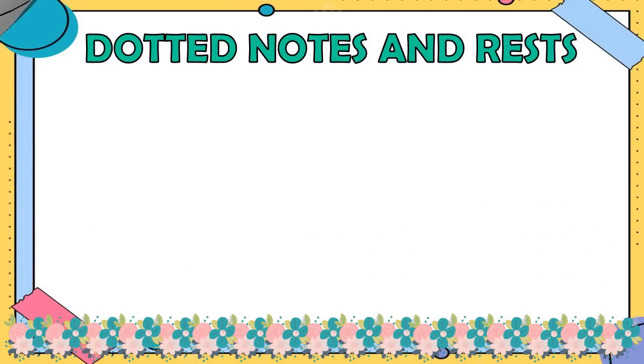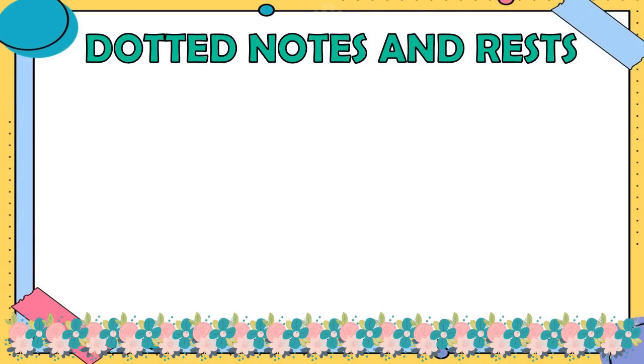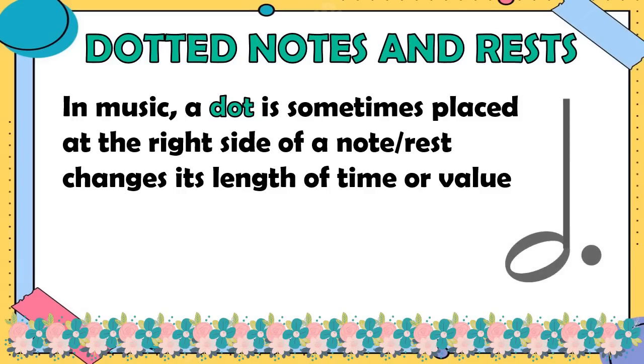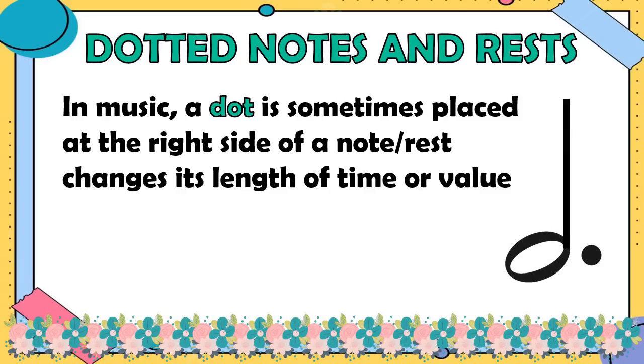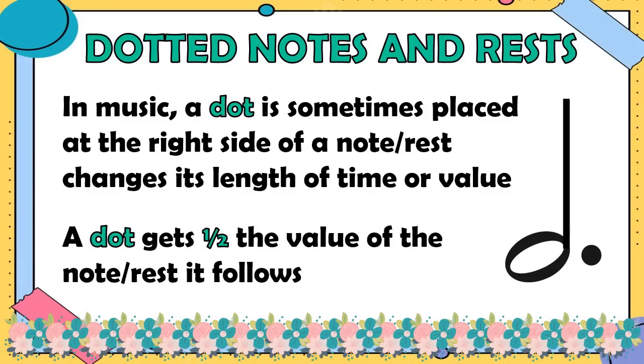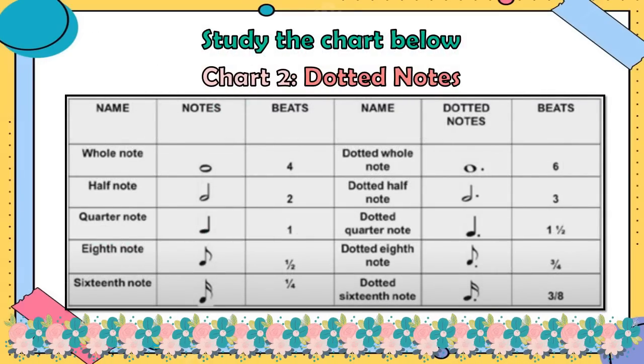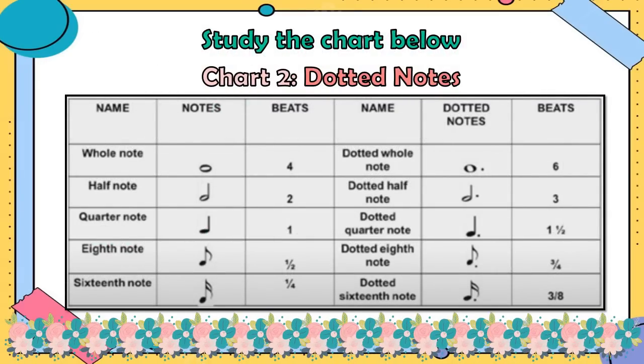Next, let's study about the dotted notes and rests. In music, a dot is sometimes placed at the right side of a note or rest, changing its length of time or value. A dot gets 1/2 the value of the note or rest it follows. Next, study the chart below. This is chart number 2, which is dotted notes.